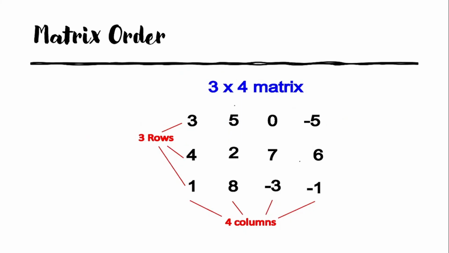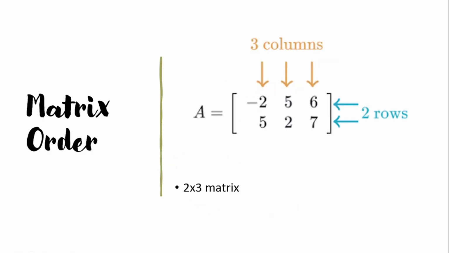So first thing to understand is the order of a matrix. The order of a matrix is the number of rows a matrix has multiplied by the number of columns. It's commonly expressed as a number: the number of rows first, then the multiplication sign, then the number of columns. The order of a matrix is important for all the operations. For example, in matrix addition and subtraction, you need to have the same order.